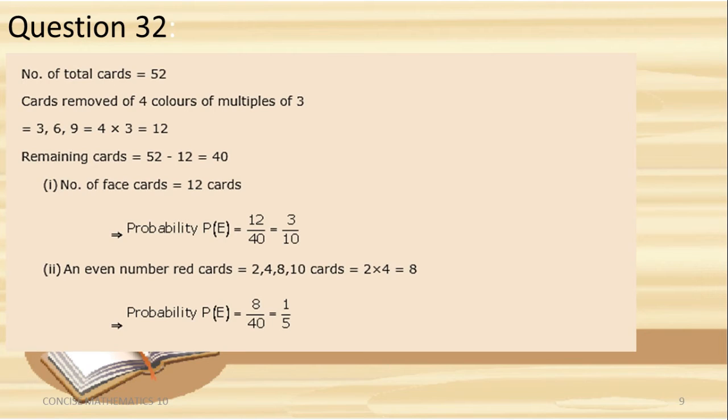So we know that the total number of cards is equal to 52. Which are the multiples of 3? It is 3, 6, 9. As there are 4 categories, if we remove the 3, 6, 9 number cards from the pack of 52, we need to remove 12 cards. So all the 12 cards are removed from out of 52, then the remaining cards will be equal to 40.